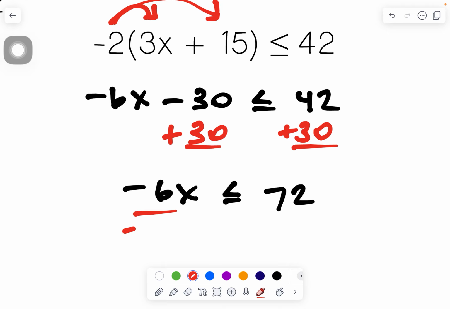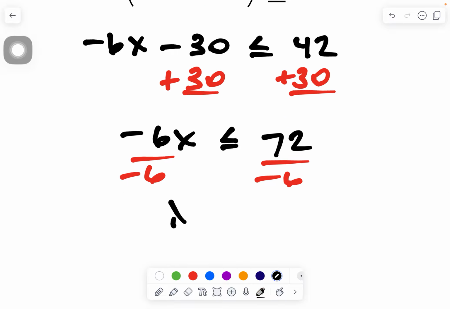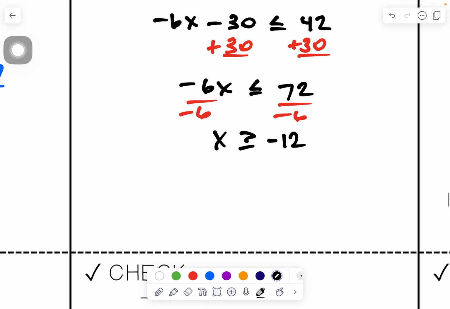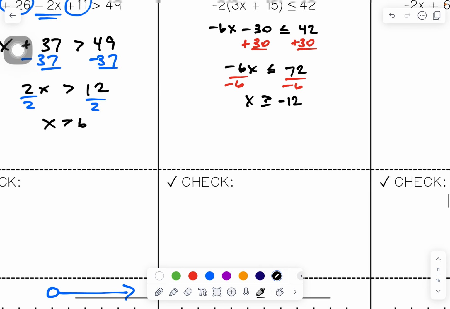I'm going to divide by negative 6, which gives me one of those special parts about inequalities. Anytime you divide by a negative, you have to flip your symbol. So 72 divided by negative 6 gives me negative 12, and it's a greater than now. So when I graph this on the number line, I want to make sure I go greater than.